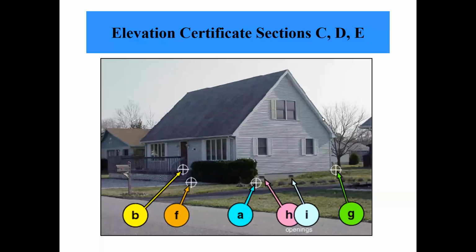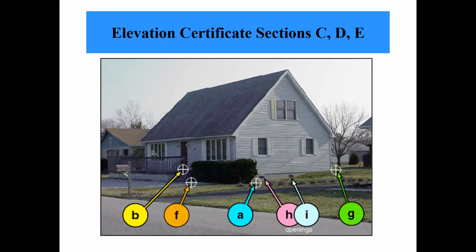We appreciate you joining us for this last segment on the elevation certificate sections C, D, and E. We've covered A and B over the last couple of days, and those recordings are there if you weren't able to attend those. These are the rest of the most frequently used and important sections.